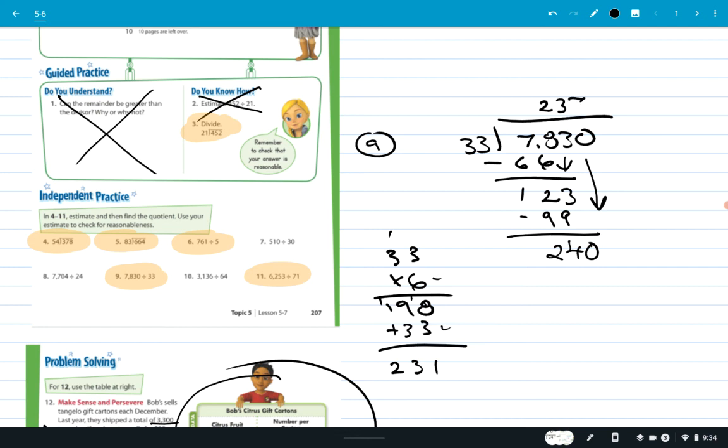So I want to put a 7 right there. And I'm going to put down 231, and I'm going to subtract. Okay? So yeah, I heard somebody say it already. It's 9. Well, we're done. So it looks like it goes in 237 times remainder 9. That's the answer to number 9 that I've done for you.